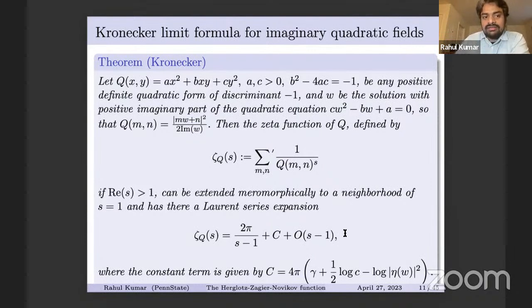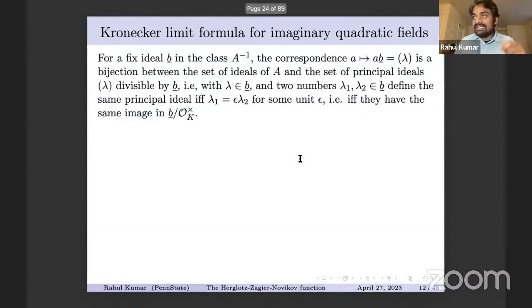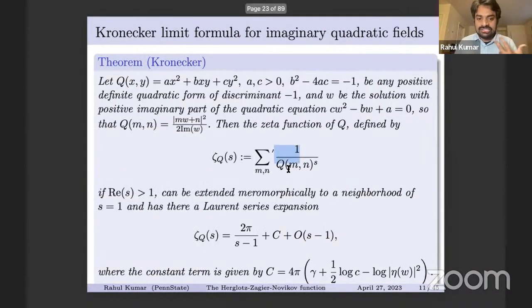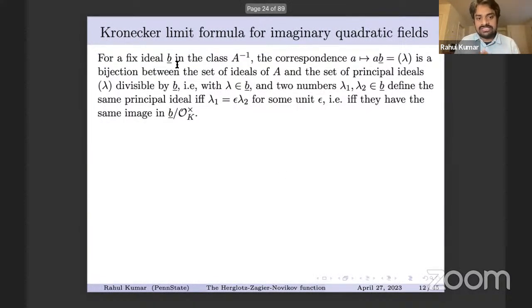Suddenly one may wonder why we are talking about this kind of zeta function instead of the Dedekind zeta function. For that, let me say briefly that the Dedekind zeta function over an imaginary quadratic field can actually be translated to this zeta function only. For that, we just fix an ideal B in the ideal class A inverse, and the map A going to AB gives you a bijection between the set of ideals of the ideal class A and the principal ideals which are divisible by your fixed ideal B bar. Okay, and then we know that any two numbers define the same principal ideal if they are a product of each other up to some unit of the ring of integers, and that means they have to be in this set. O_K star denotes here the group of units of the ring of integers.